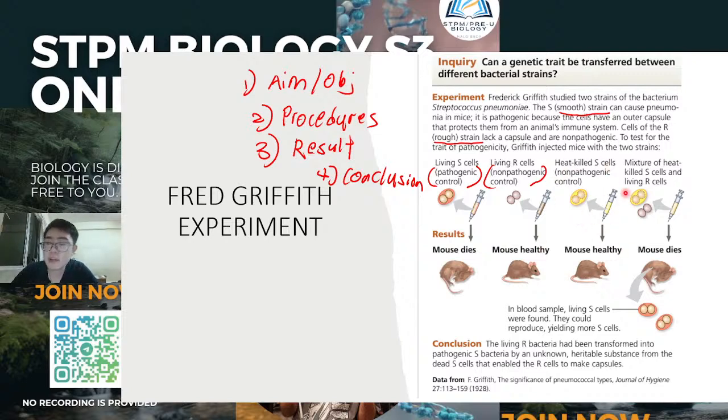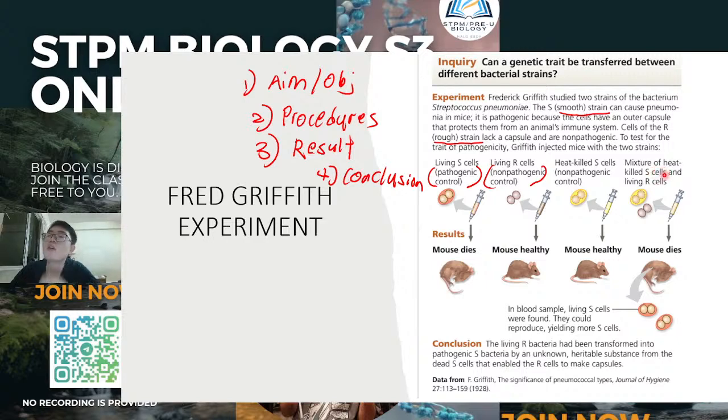Okay, this is the third experiment. Third step, and then the final step is the most important and interesting step. Let's say it gives the killed S cells. The S cells are already dead. It only has the dead S cells only. Maksudnya hanya mayat sahaja. Hanya mayat untuk S cells sahaja.